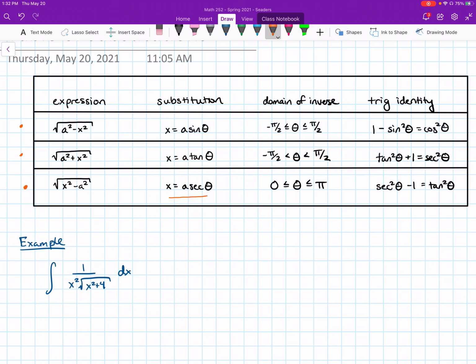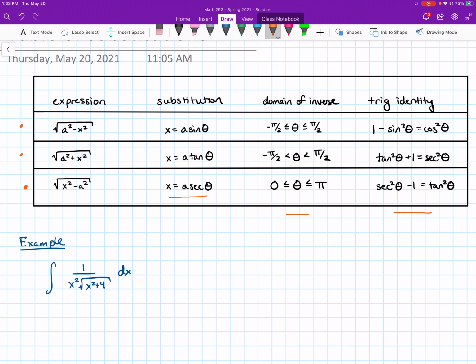And if I have something like square root of x squared minus 4, I'll use x equals 2 secant theta. Now with each of these, there is a corresponding domain of my inverse and a trig identity that I'll use as I replace whatever's under the square root with something that's trig and squared so that my square root can cancel.